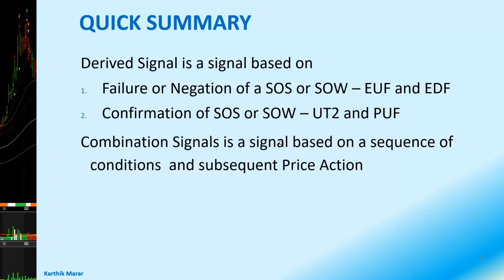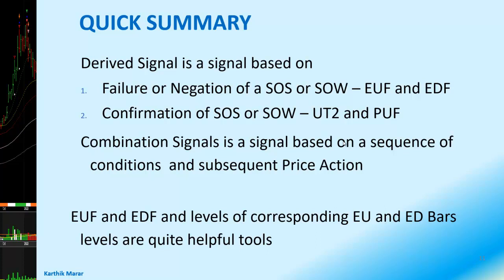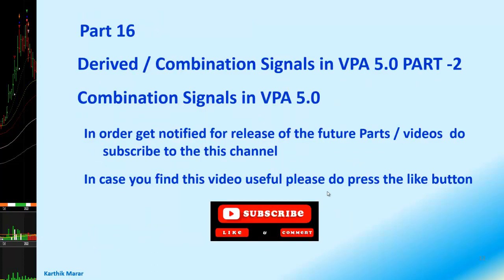The combination signal is a signal based on a sequence of conditions and the subsequent price action. The EUF and EDF and the levels of corresponding EU and ED bars are quite helpful tools for us to see where the market is heading. We will continue in the next part. This is part 16, the part 2 of the derived and combination signals in VPA 5.0. We will be dealing with the combination signals in VPA 5.0.